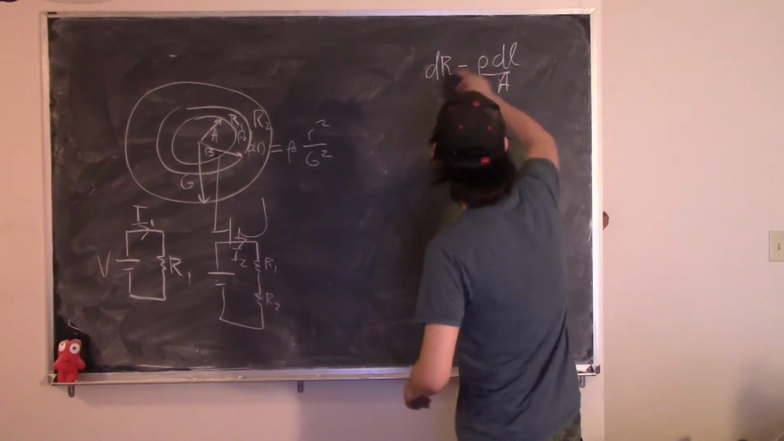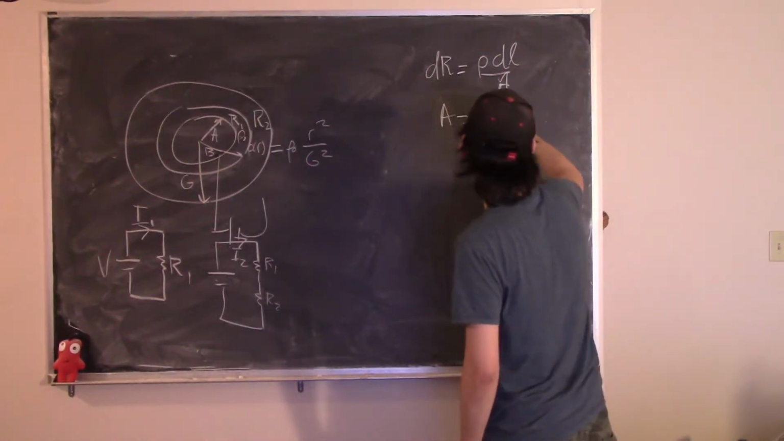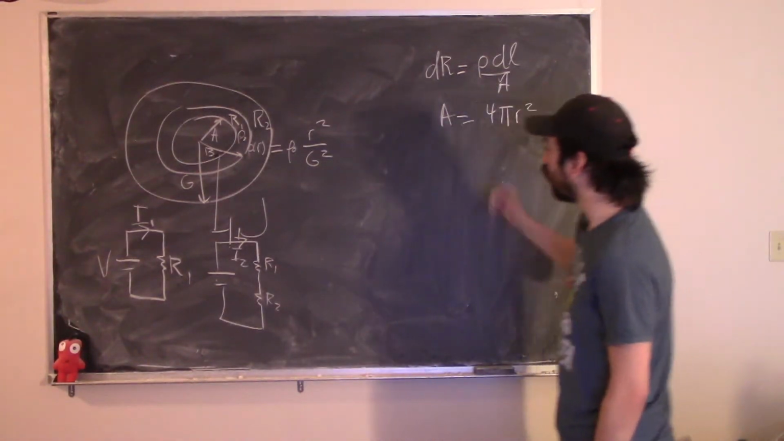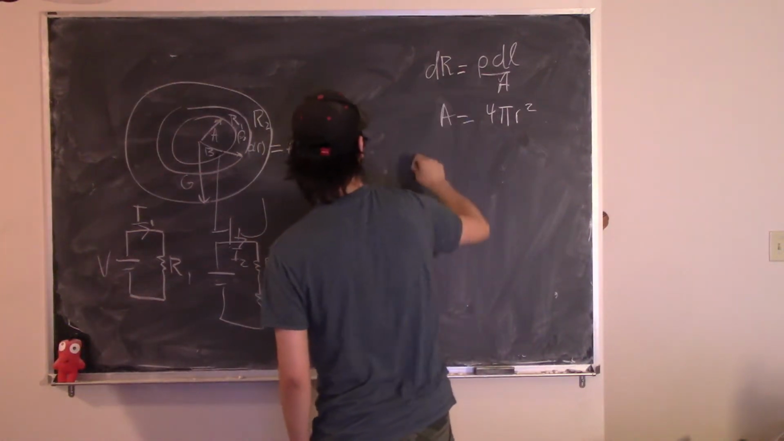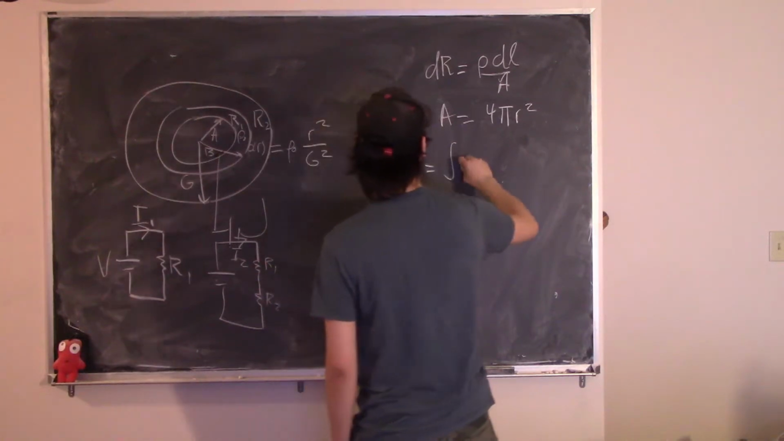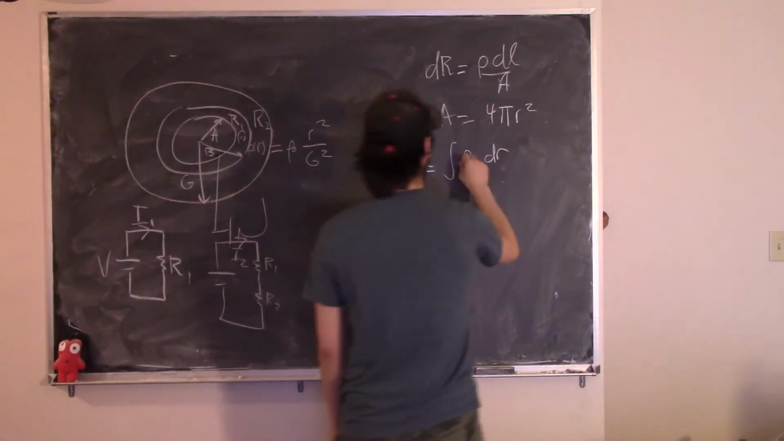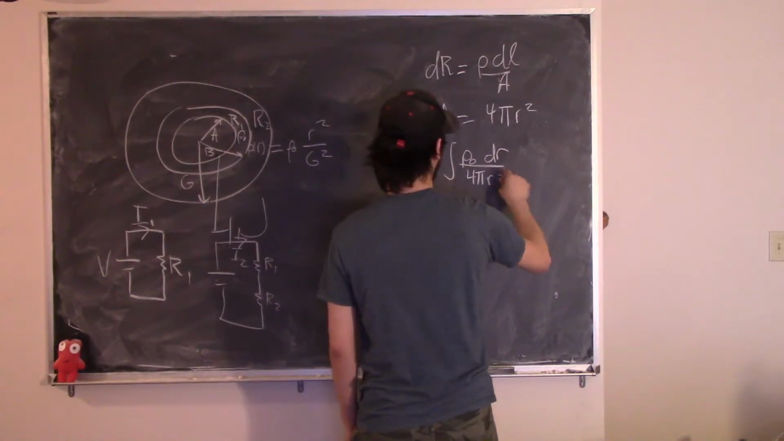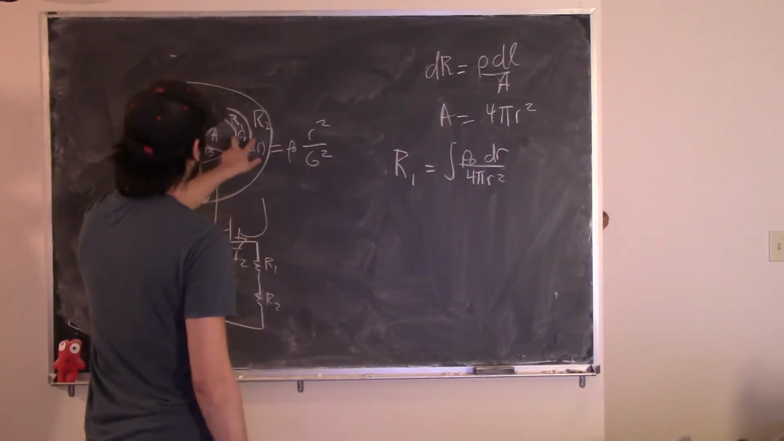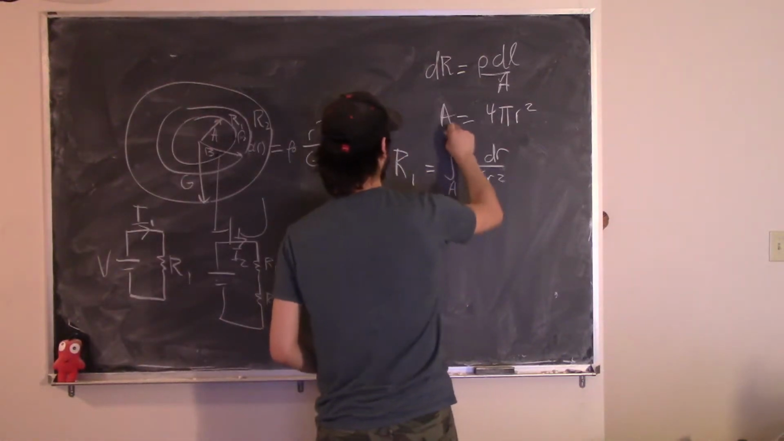So in order to do that, I'm going to use this equation right here, where A is just the surface area of a sphere. So this is 4 pi r squared. For R1, this has some resistivity of rho 0. So R1 is equal to the integral of rho 0 dl, which is dr, over A, which is 4 pi r squared. To evaluate the limits, we need to ask ourselves, where does the resistivity start and where does it end? This resistivity starts at A and goes to B.